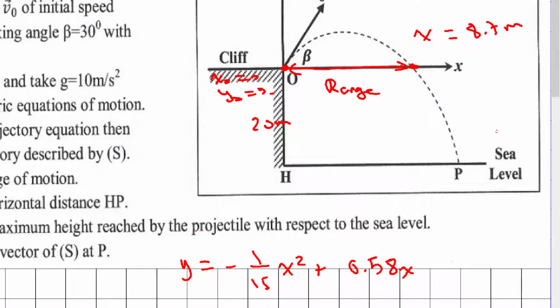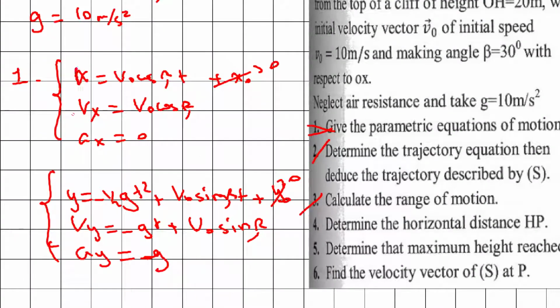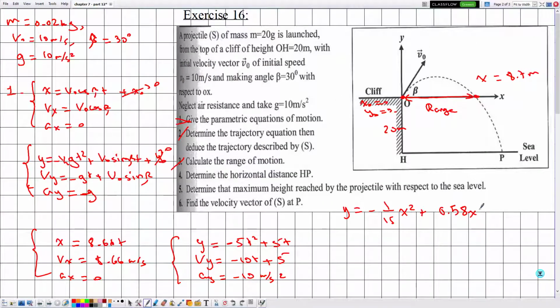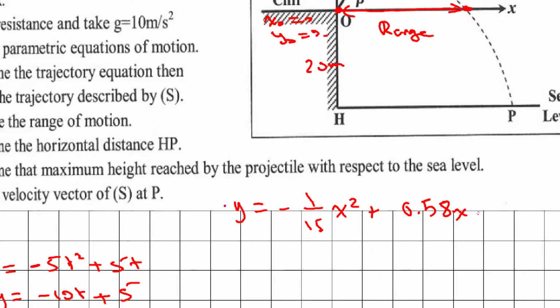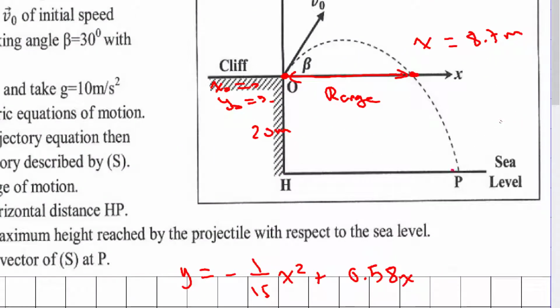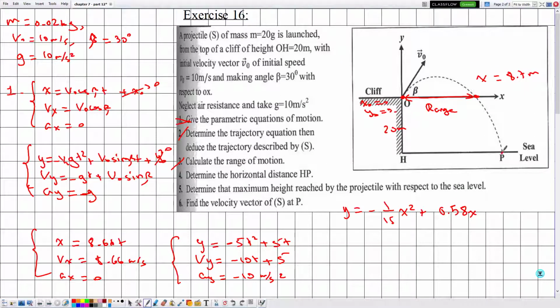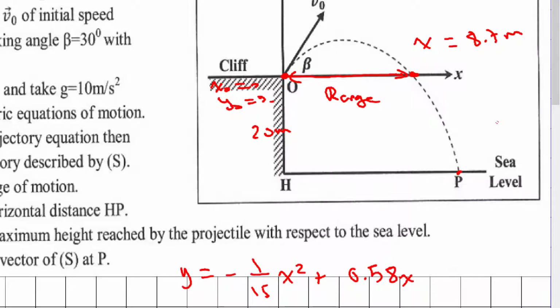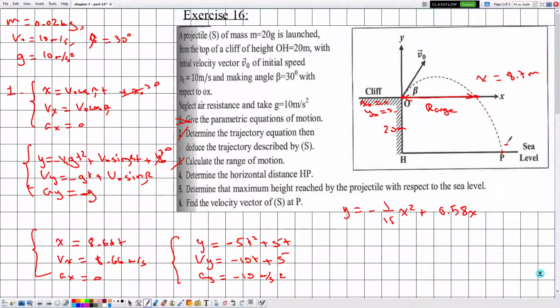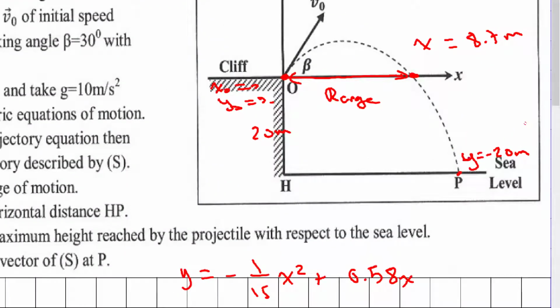So in order to determine the horizontal distance HP, which is x, we need to determine the value of t. But notice that also x and y are related by the following formula. So if we know the value of y, we can determine directly the value of x. Indeed, we know the value of y because this point here is described by the vertical distance, which is given by y is equal to minus 20 meters. Y is minus 20 because y is a quantity which may be positive or negative, and it's not an absolute distance.